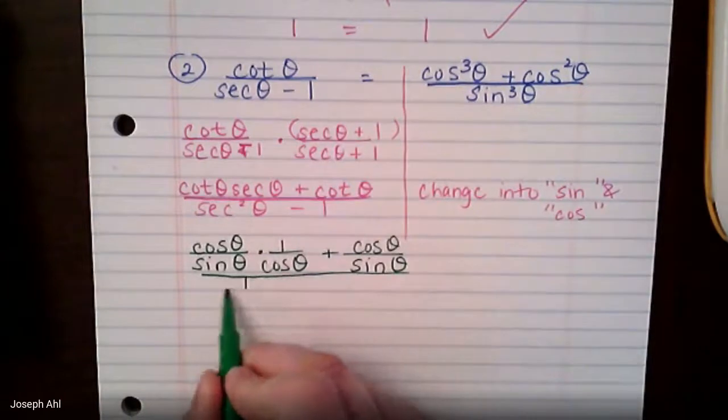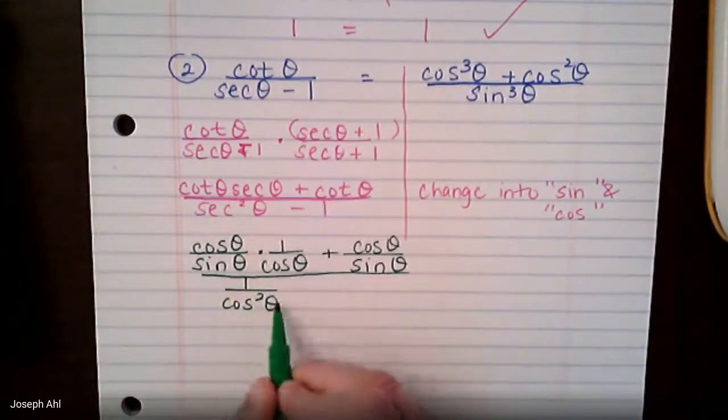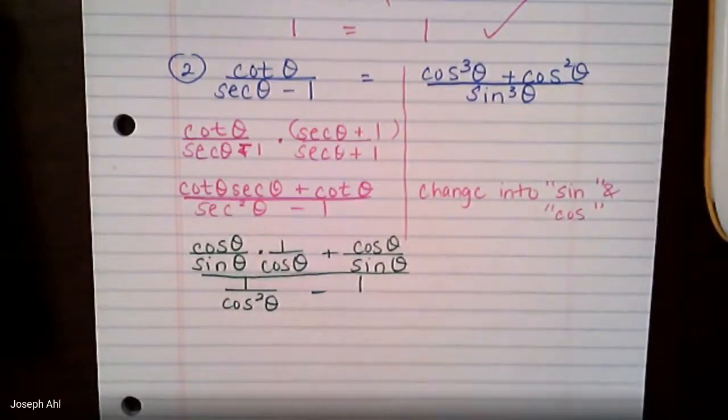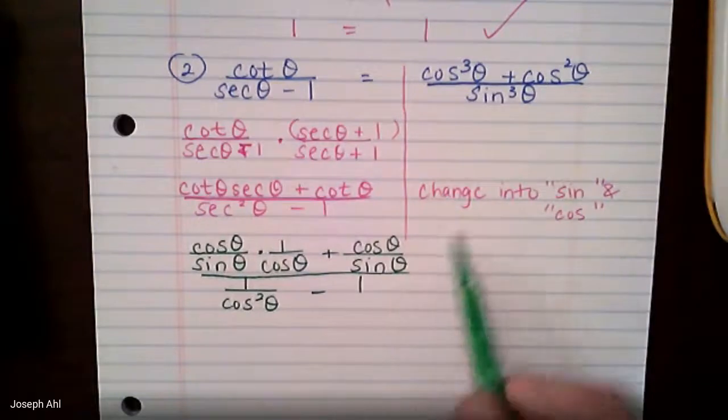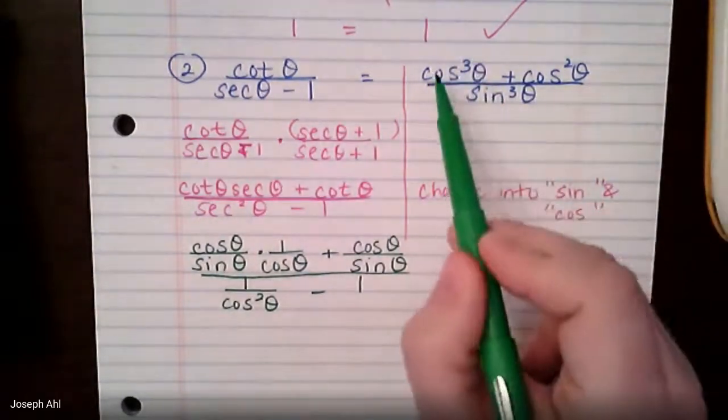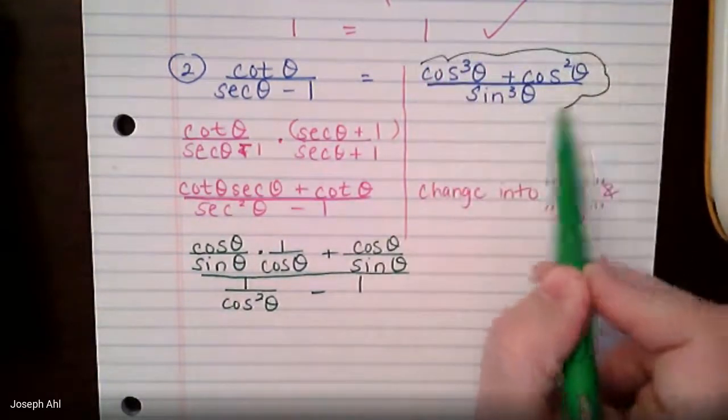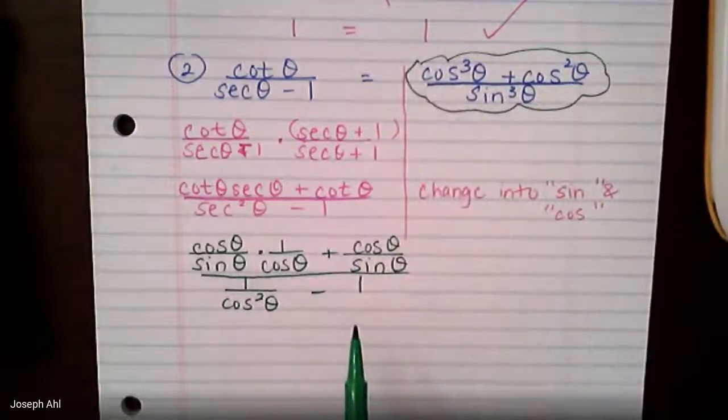And on the denominator, we have 1 over cosine squared, and then that minus 1. So we've created a complex fraction by doing that, but everything at least is in terms of sines and cosines. And why might I have wanted to do that? Well, check out what's on the other side. A lot of sines and cosines. All right.